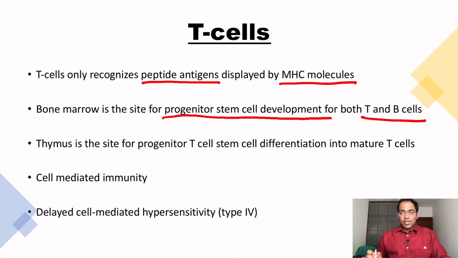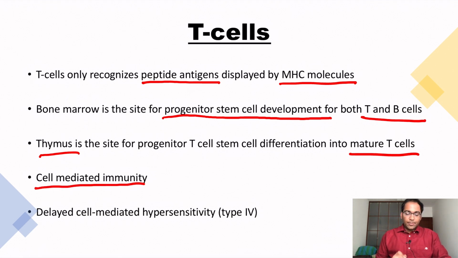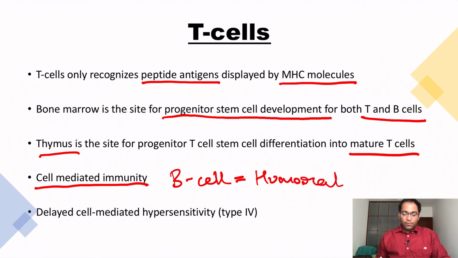Now if the T cell wants to further differentiate into a specific type of cell, that process happens in a place called thymus. So thymus is the site for progenitor T cell to differentiate into a mature T cell. So T cell differentiation takes place in the thymus and T cell development takes place in the bone marrow. Now T cells belong to cell mediated immunity, while the B cells belong to humoral immunity. So I hope you guys remember that. T cells are responsible for mediating type 4 cell-mediated hypersensitivity reaction.